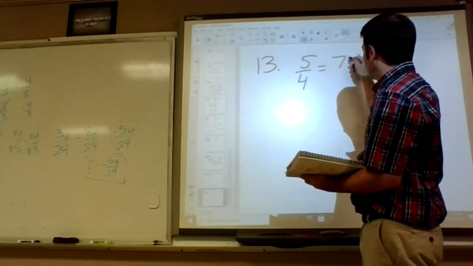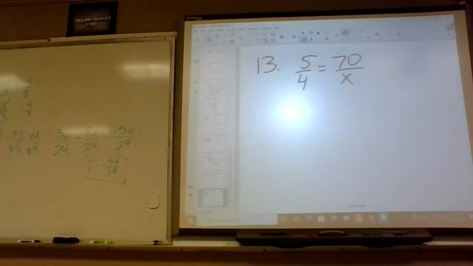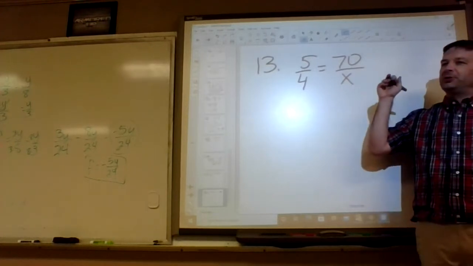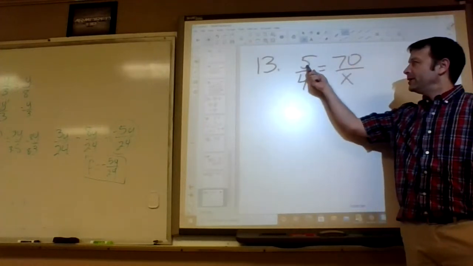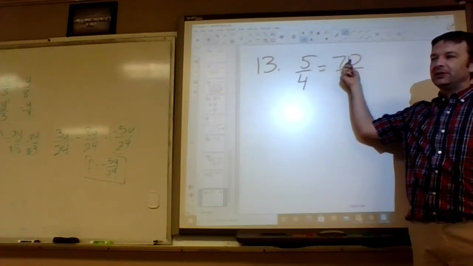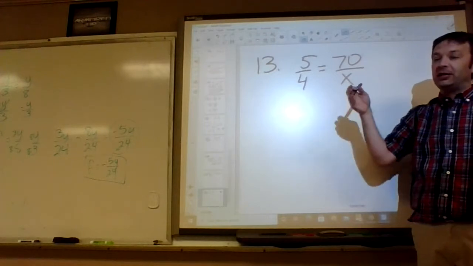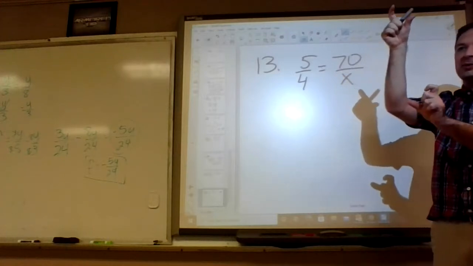You guys remember that from last year? What did you do? You divide 70 by 5, and then multiply. There are 2 ways to do this. The way you did it last year: you say 5 times what equals 70? It's the same as 70 divided by 5. And then 4 times that number will give you x. That keeps the ratios the same, like with fractions, you multiply the top and bottom by the same number.